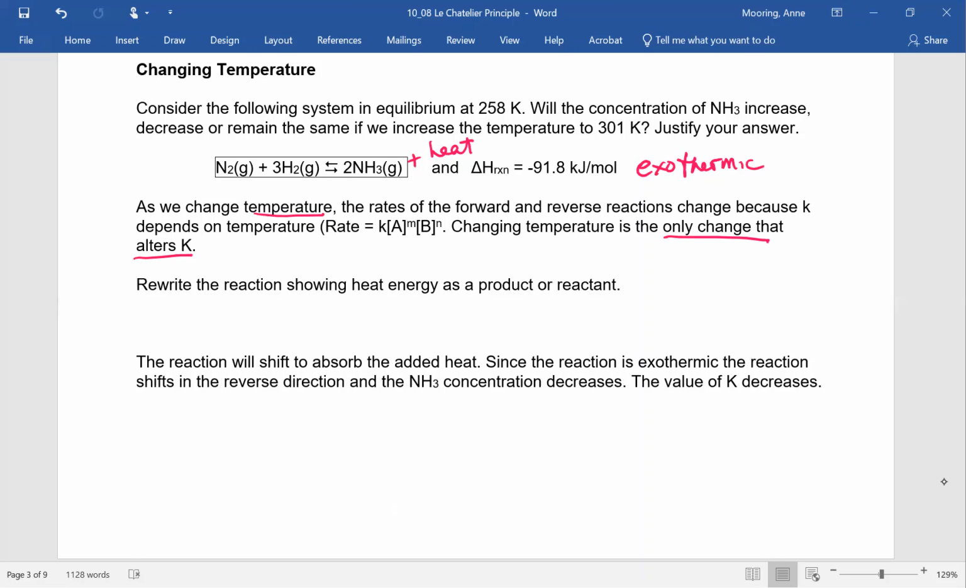All right, so we're going to rewrite the reaction showing heat energy as a product or reactant. So we have N2 gas plus 3H2 gas in equilibrium with 2NH3 gas, and because it is exothermic, we're going to say that heat is a product. Heat is produced. Anytime you add heat, the reaction is going to shift to absorb the added heat. Since the reaction is exothermic, the reaction shifts in the reverse direction and the NH3 concentration decreases. Notice that the value of K also is going to decrease.